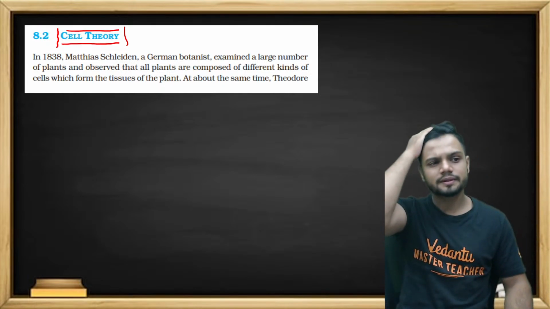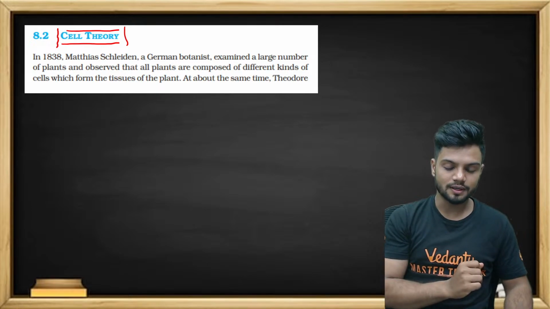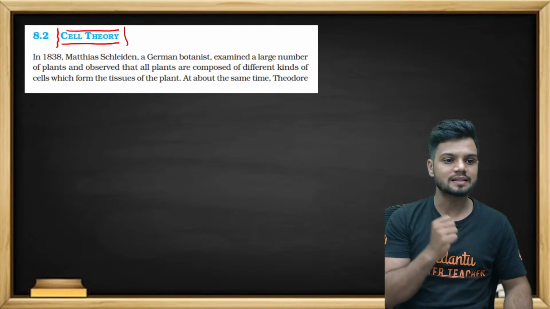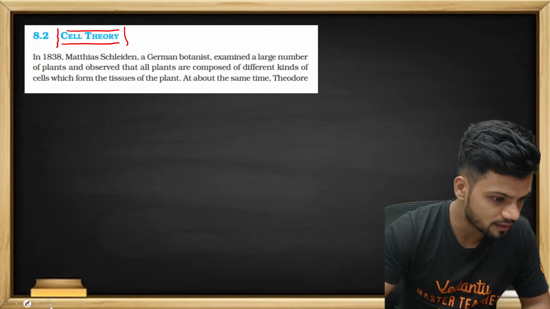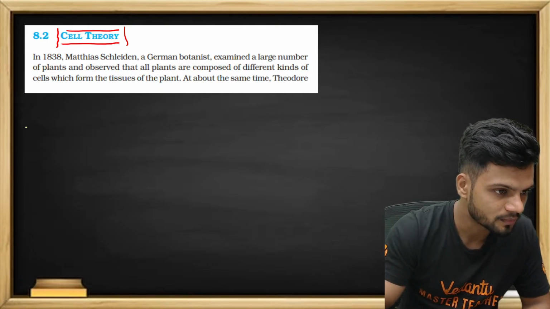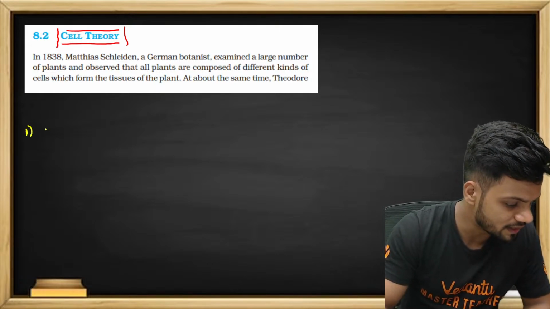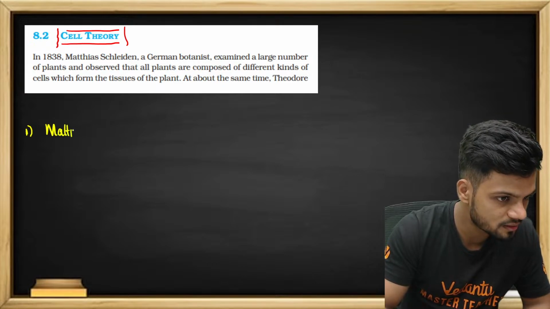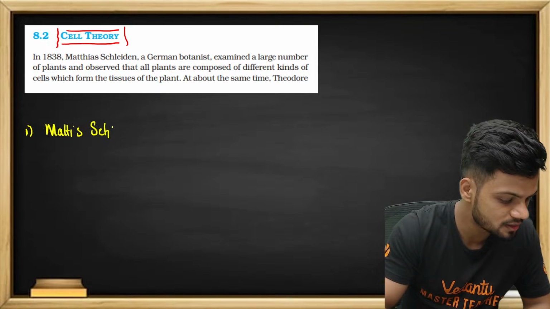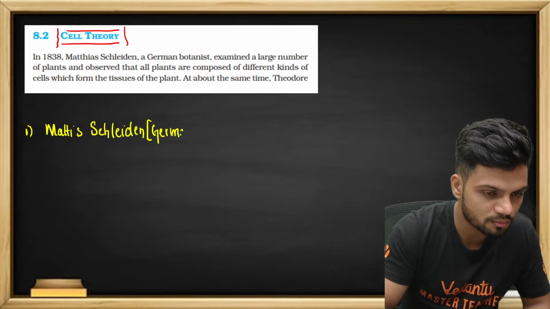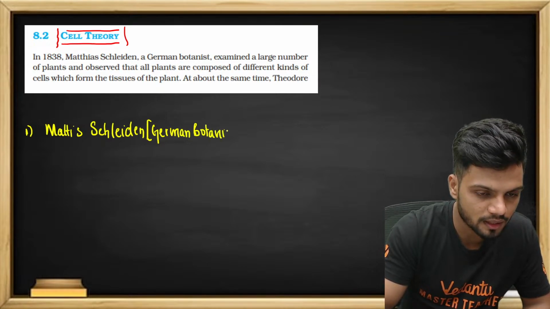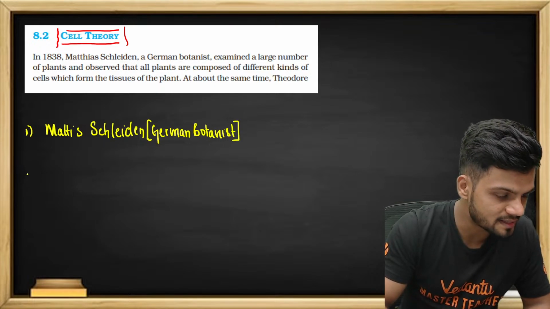Okay. So next we'll learn something called cell theory. So students, you need to understand, in cell theory there are three main scientists. Now first, let me write it for you, then we will read what is given in NCERT. The first scientist is called Matthias Schleiden. Matthias Schleiden was a German botanist. First scientist.